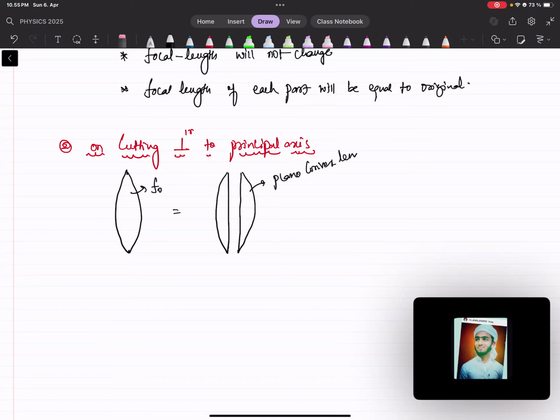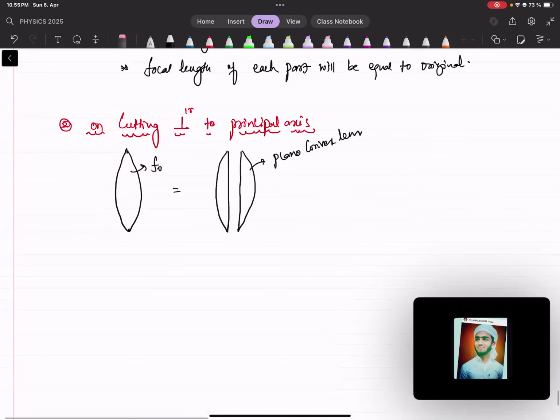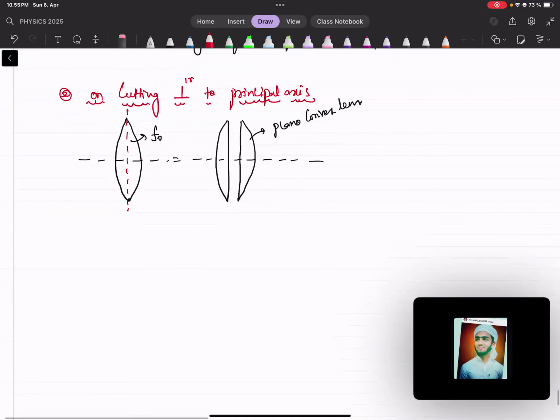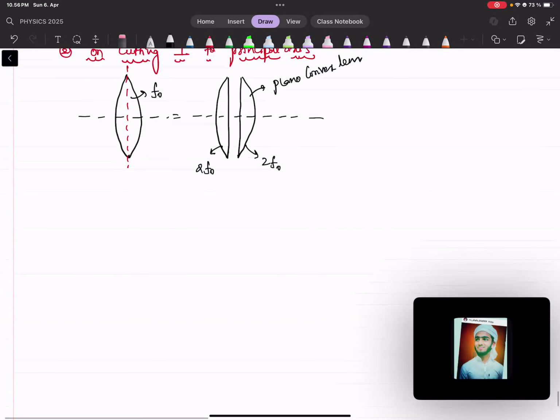Plano-convex lens. The plane surface will have a radius of curvature of infinity. And this will be your principal axis. That means you're cutting this one perpendicularly like this. Then each will have a focal length of 2 times f naught. And this one also has 2 times f naught, because if I add them, again I'll get back f naught. Clear? Am I clear?